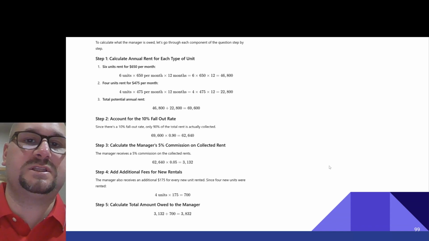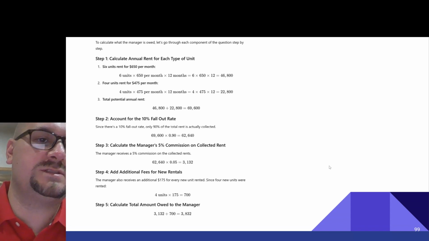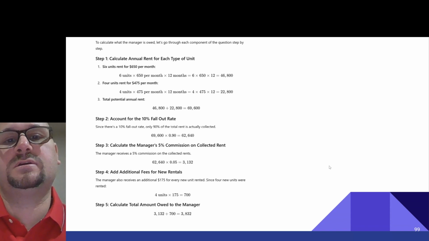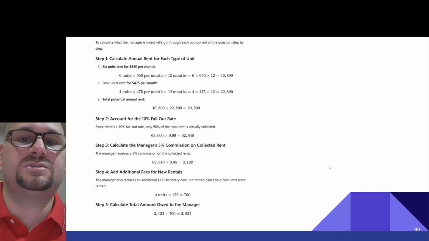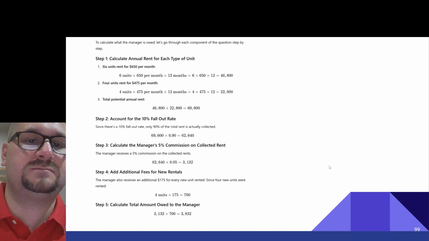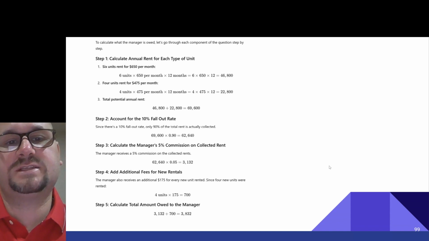So 6 times 650 times 12 is 46,800. Now there are 4 units that rent for $475 per month. 4 units times $475 per month times 12 months. 4 times 475 times 12 is 22,800. Total potential annual rent: 46,800 plus 22,800 is 69,600.